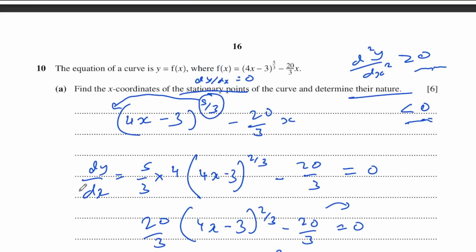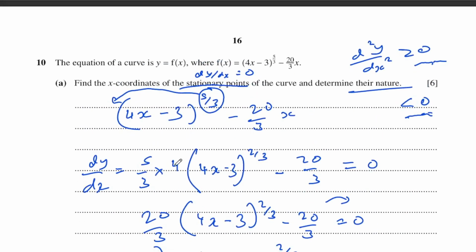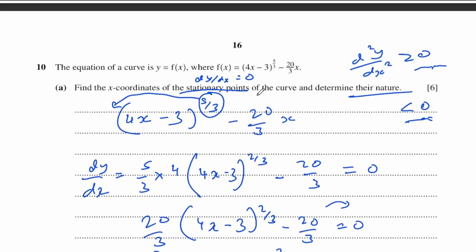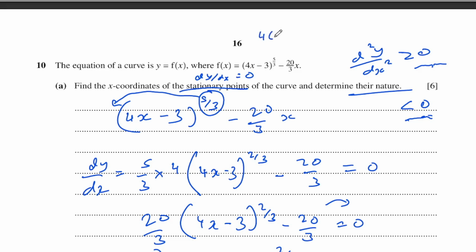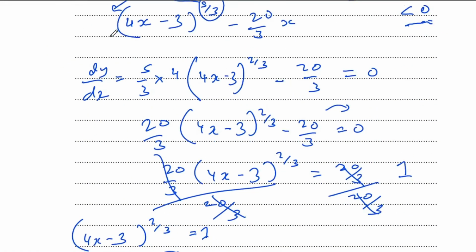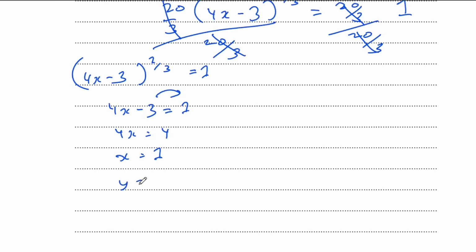So x equals 1 for the stationary point, and if you want the y coordinate, you just put your 1 inside here, so (4(1) minus 3) power 5 over 3 minus 20 over 3 times 1. So 4 minus 3 is just 1, 1 power 5 over 3 is just 1, so 1 minus 20 over 3 is just going to be negative 17 over 3. So the y coordinate is going to be negative 17 over 3.